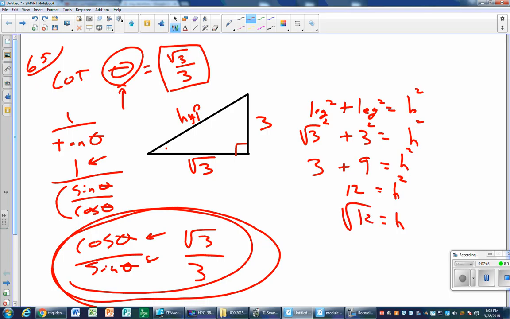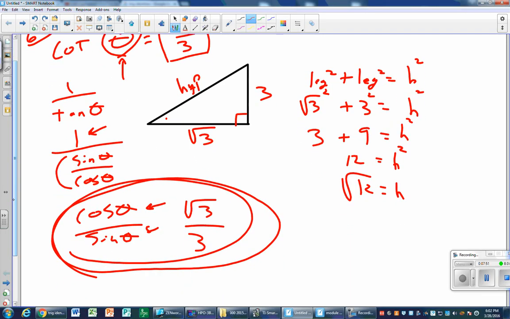Well, you should know that the square root of 12 is really 2 square root of 3, because you look for perfect squares hiding inside 12. 4 times 3 is 12. We have to know that. So that's h. That's not our answer. That's just h. So the hypotenuse is 2 square root of 3.